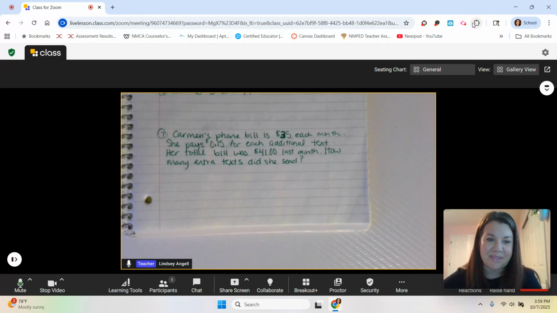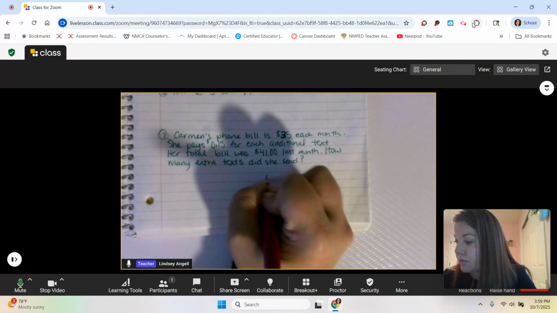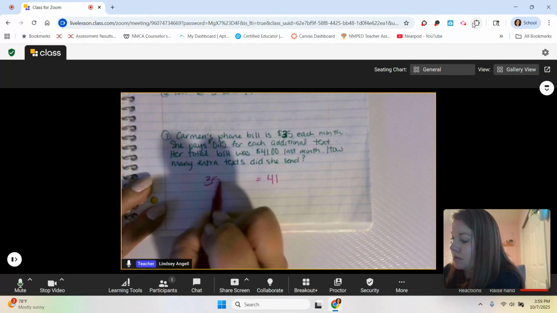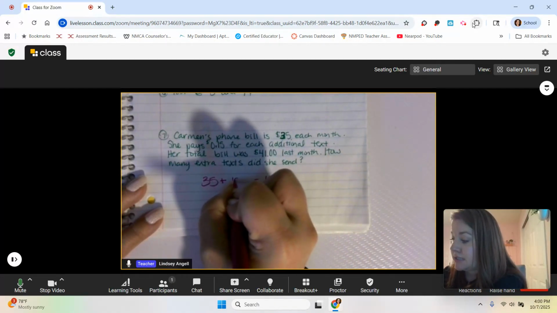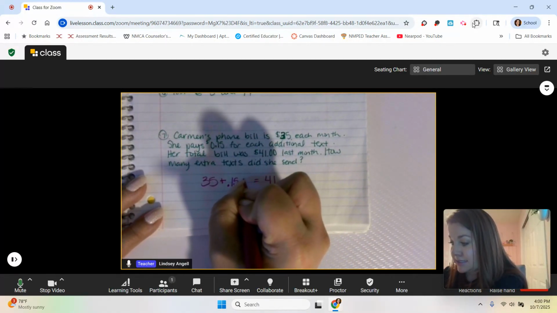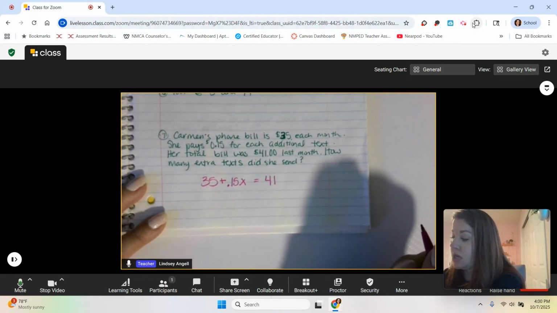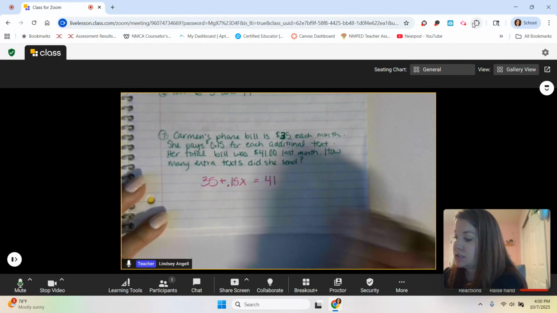But anyway, she pays 15 cents for each additional text. Her total bill was $41 last month. How many extra texts did she send? Okay, so altogether her bill was $41. It should have only been $35, but then there was some extra stuff added on there, right? 15 cents per text. So I'm just going to use x again, and then we're going to solve for that. That tells us how many texts she sent.